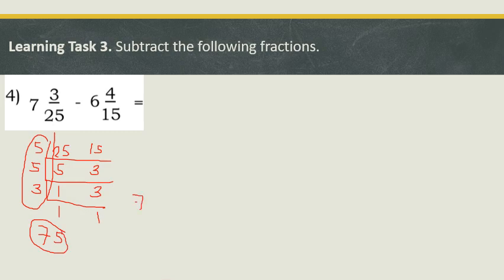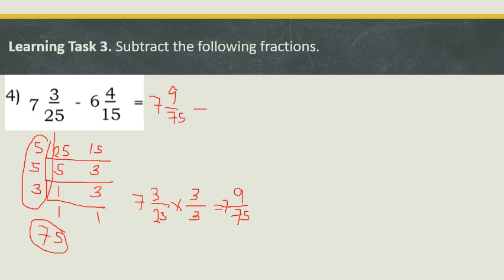So, yung 7 and 3 over 25, ano pwedeng i-times natin para maging 75 yung denominator? So, ito po ay pwede natin i-multiply sa 3. So, 3 times 3 is 9. So, kaya yung 7 and 3 over 25 ay magiging 7 and 9 over 75.